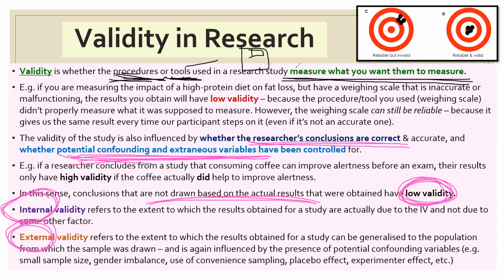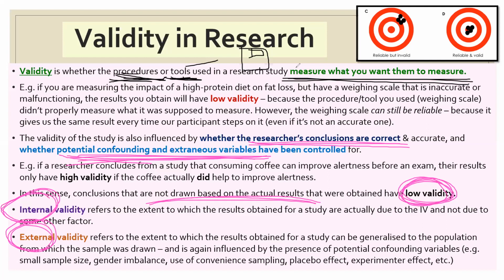Okay, so that's basically what validity in research is about. It's about measuring what we're supposed to measure in terms of measurement tools working properly, in terms of conclusions being based on results and not based on stuff you make up, and in terms of controlling for potential confounding variables and extraneous variables as well, if there are any.